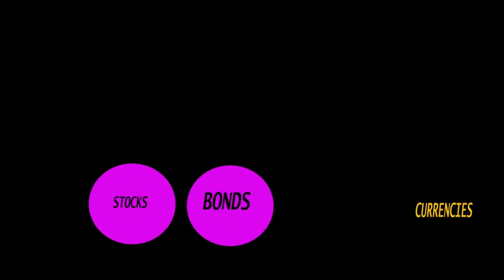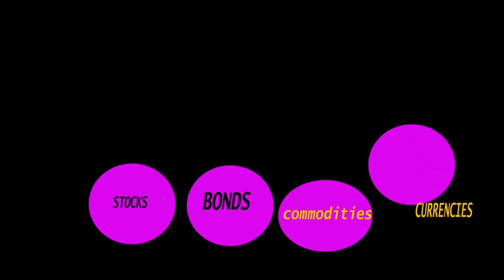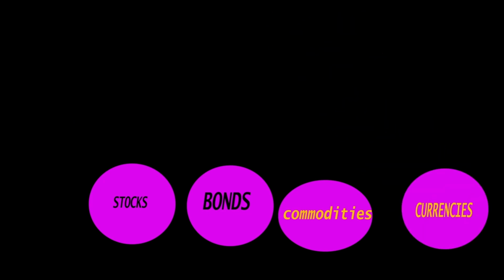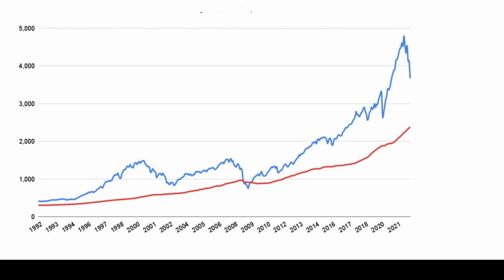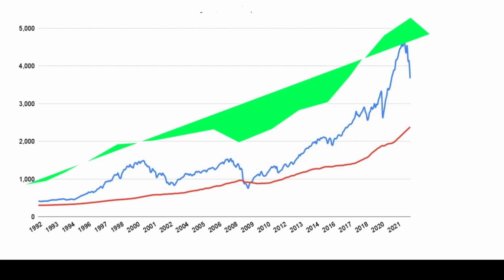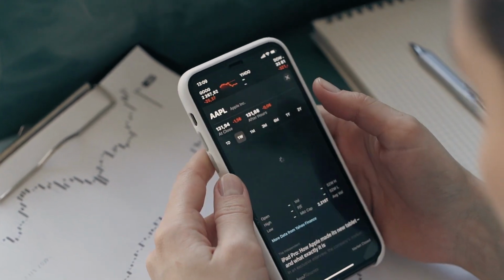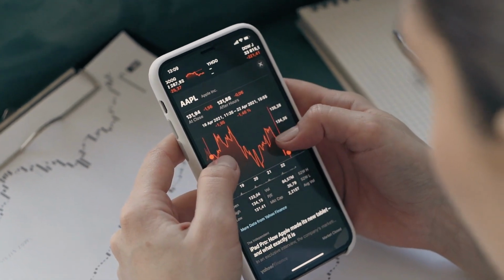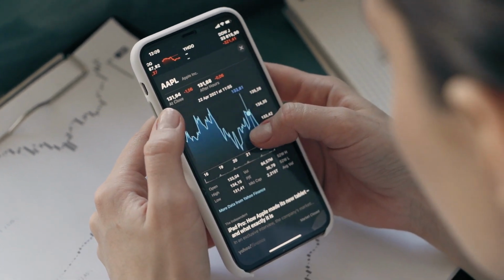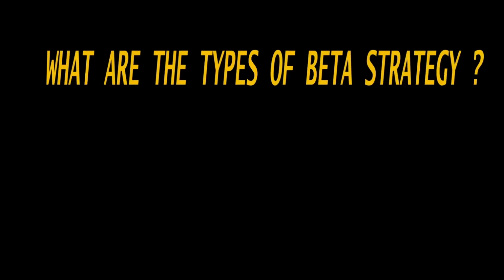What is the beta strategy? This is a smart, diversified approach that invests in stocks, bonds, commodities, and currencies without trying to predict or beat the market. Instead of chasing big wins, the goal is to stay steady, even when the market dips, protecting your portfolio and capturing the broad market's returns over time. Think of it as a way to profit through balance, not just luck.